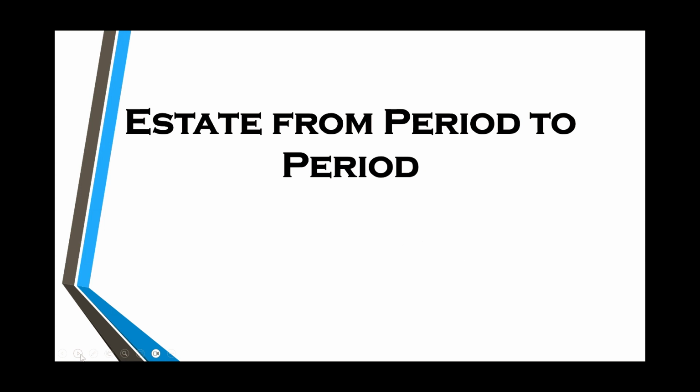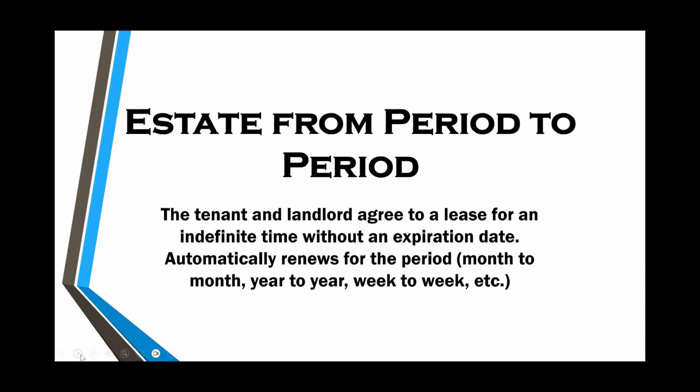Estate from period to period. This is not for a definite period of time. However, it is from one period to another. So there is no expiration date with the period to period. For example, it could be month to month, it could be year to year, but it's one that automatically renews from period to period. So once you pay your rent, you're essentially renewing it for the next period.